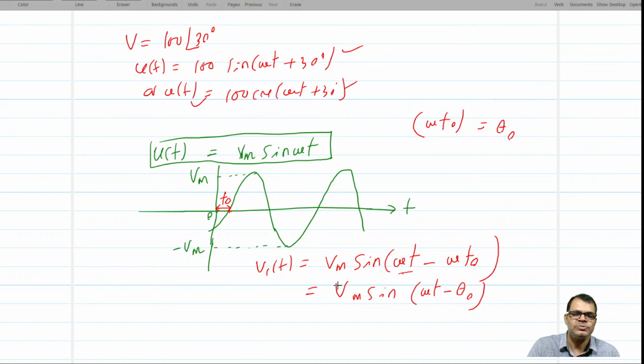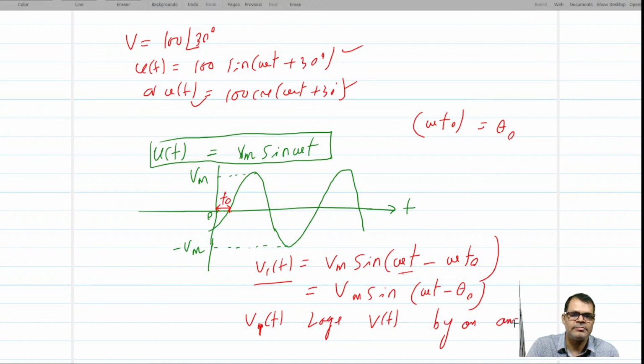Okay, you see that this wave V1(t) lags V(t) by an angle of theta naught degrees. So we say that it is a lagging wave.